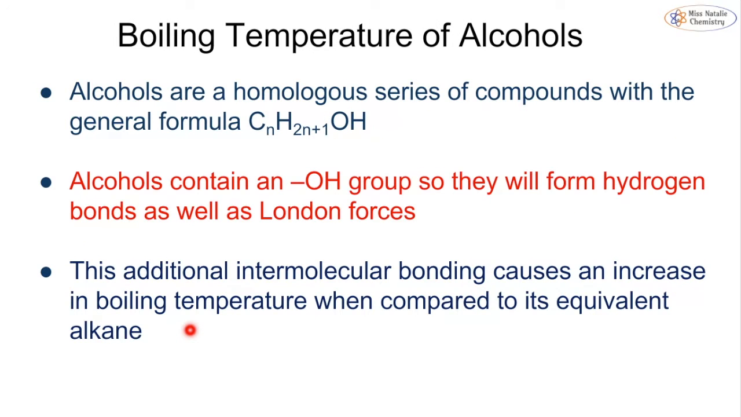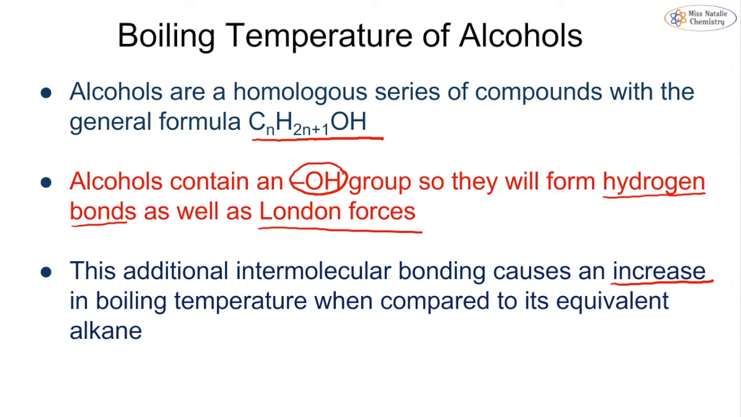If we look at a different homologous series, this time we're going to look at alcohols. Alcohols have the general formula CnH2n+1OH. Because they contain this OH group, they are of course going to form hydrogen bonds as well as London forces. Having this additional intermolecular bonding, the hydrogen bonds, causes an increase in the boiling temperature when you compare it to its equivalent alkane.